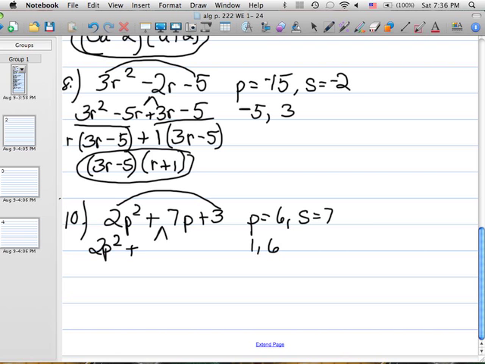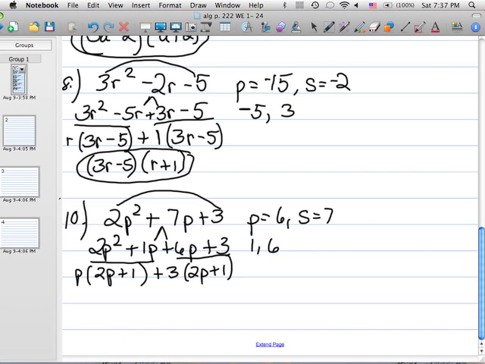7p becomes 1p plus 6p. Bring down the plus 3. Group. From the first pair you can take out a p, and you have 2p plus 1. Checking the signs, positive, positive, positive, positive. You take out a 3, and you have 2p plus 1. So our factors are 2p plus 1 and p plus 3.